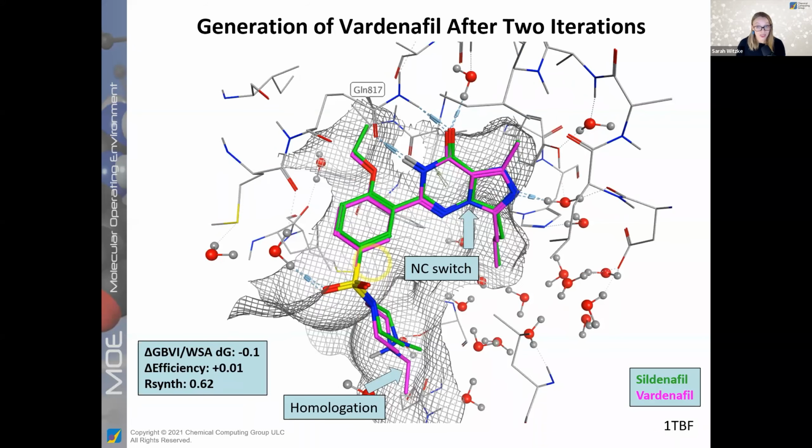Here, I've shown you that we did generate vardenafil. So in green, we have sildenafil, and in purple, we have vardenafil. Look how similar they sit in the pocket, right? The scaffold is exactly in the same place. They have the same interactions to glutamine. The only thing that's changed is that we have that pyrazole ring that's now an imidazole ring, and we have a homologation filling out that lower pocket a bit better. We have a slight increase in affinity, so minus 0.1 kcal per mole, and a very similar RSynth.